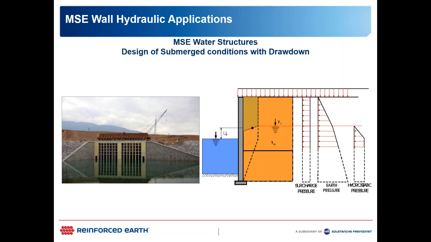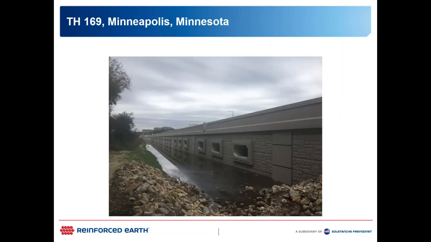This is a typical application like that where an intake structure is designed for a 3-foot drawdown. Another application like that, Trunk Highway 169 in Minneapolis, Minnesota. An existing bridge was replaced by an MSE structure with several culverts so the water can flow in and out from both sides. But the MSE structure itself is designed for a 100-year design life with the full assumption that it can carry the extra hydrostatic load.